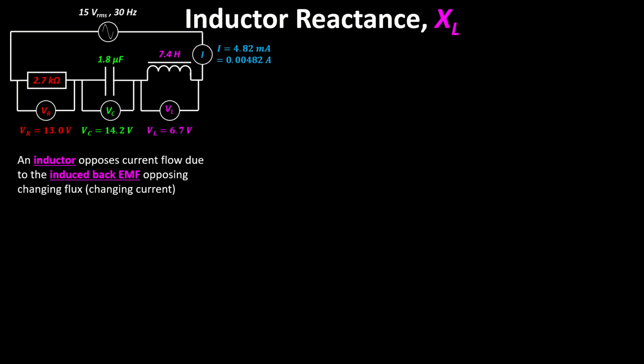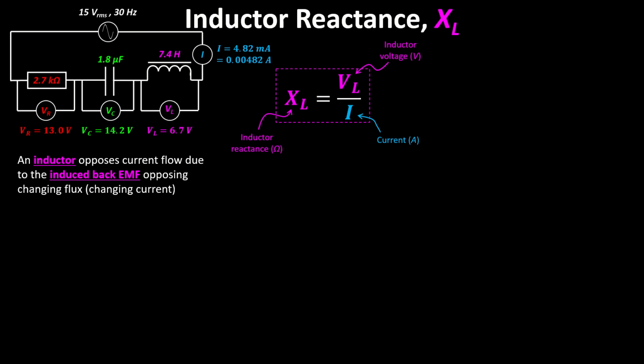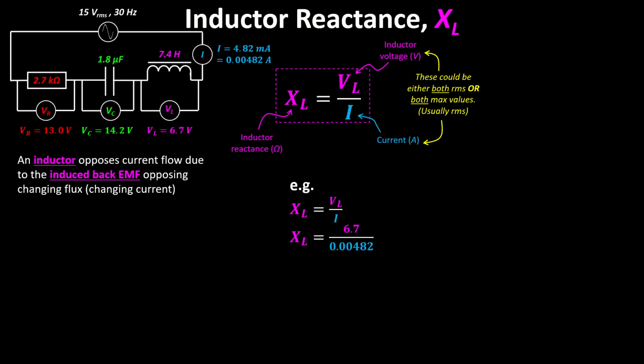And opposing, like if the current's increasing, it induces an EMF that opposes that. Okay. Now we define inductor reactance in exactly the same way. The fundamental thing is that it's the inductor voltage divided by the current, and it gives us the inductor reactance, also measured in ohms. And again, those could be either both RMS or both maximum values. So for this circuit, if we do the inductor voltage over current, 6.7 divided by 0.00482, we get 1,390 ohms.